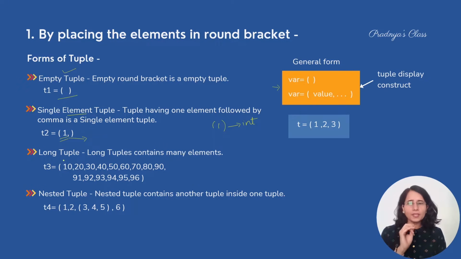The third form is the long tuple. A long tuple contains many elements which can be split across lines. And the last form is the nested tuple. Nested tuple means a tuple contains another tuple inside it. In this example, this is a nested tuple. You can see here there is one more tuple inside this tuple T4.